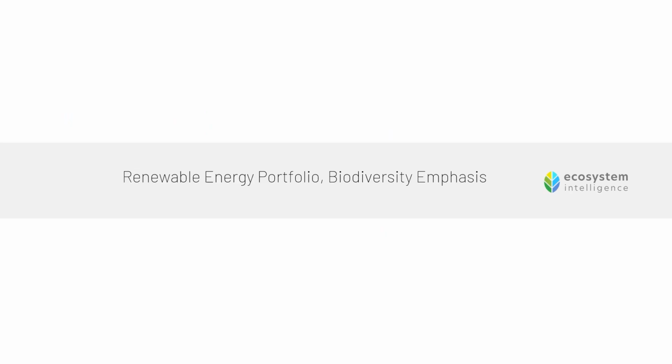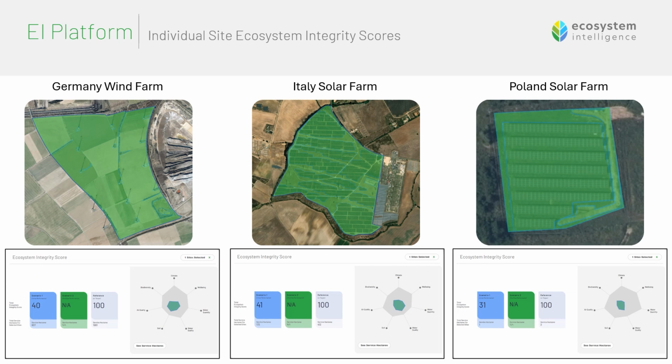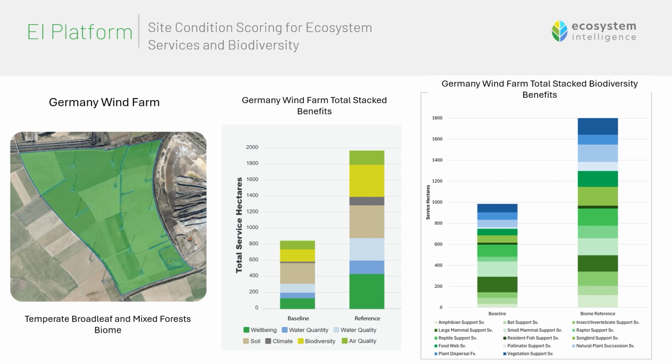Now we'll take a look at some examples from a renewable energy portfolio. Here we'll take a look at a couple of solar farm examples and a wind farm example and understand how performance at an individual site rolls up into a portfolio level assessment. We can drill down into the performance values for each site from its ecosystem integrity score and see how they contribute to that overall roll-up that we looked at a moment ago. And then we can drill down into the data behind the ecosystem integrity one number roll-up score to see how each different category performs for both the baseline condition and the reference condition.